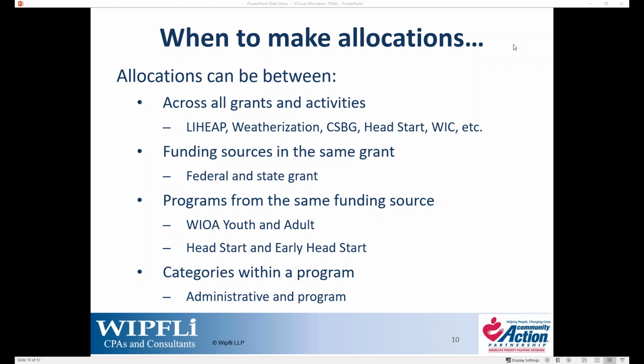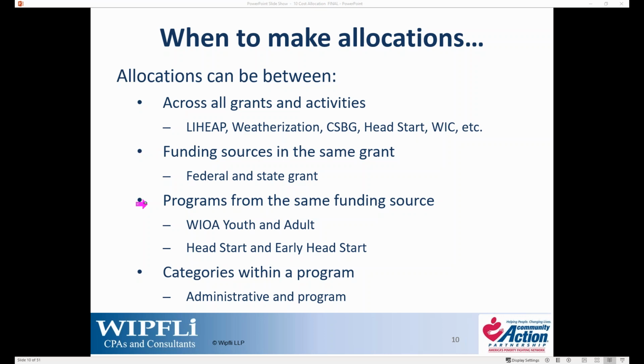When we're talking about allocation, there can be a lot of different areas that you have to consider cost allocation in your organization. One might be where you would allocate across all grants and activities, so everybody gets a share of a particular cost. You may have to allocate among funding sources in a particular program. So you might have federal money that supports a program and state money that supports a program, and you might have to allocate between those two grants to share part of a common cost.